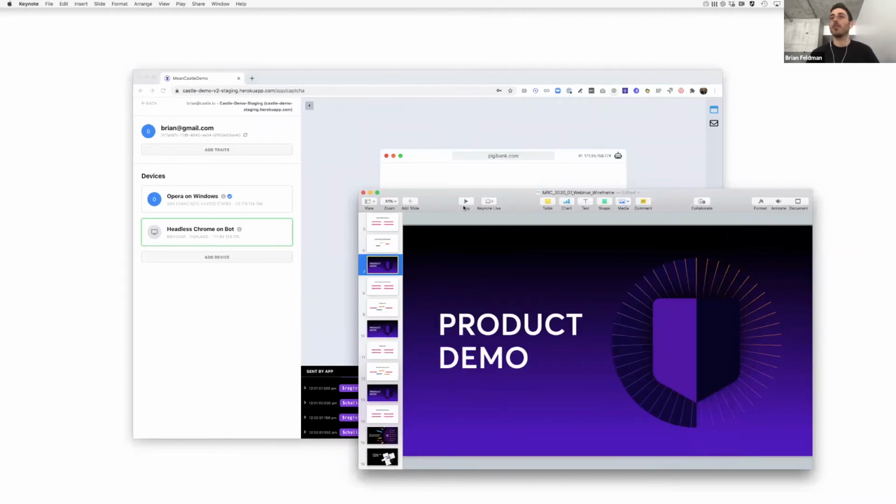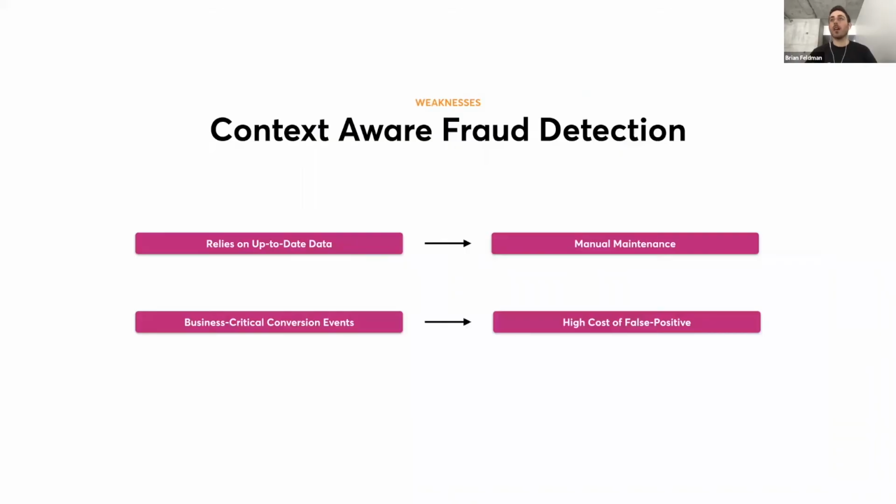Jump back to slides here. So that's one example of a tool doing this context-aware detection. But what are some of the weaknesses with that? Well, for one, it relies on having up-to-date data.